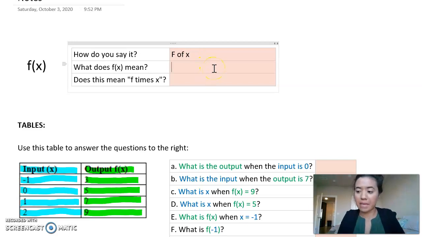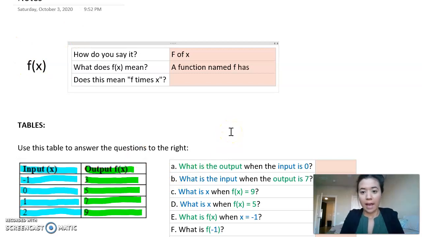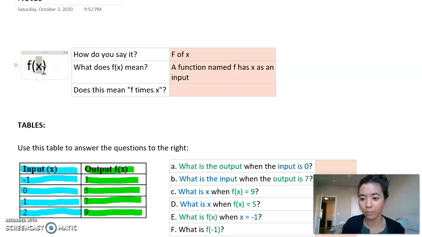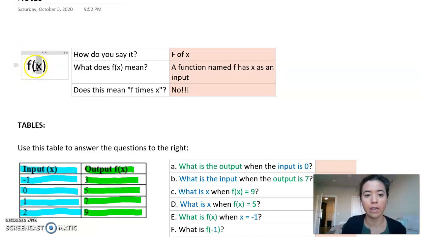Now, what does f of x mean? It means that a function named f, so the letter in front tells you what the name of the function is, has x as an input. So my function f has x, and x is my input number. So if I tell you x equals 5, that is the input. That 5 is what I'm going to put into my function f. It does not mean f times x. Again, it means that f is my function and x is the thing I'm putting into my function.